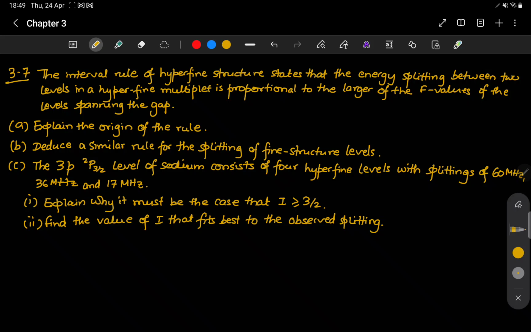Subpart 1 is explain why it must be the case that I is greater than or equal to 3/2, and find the value of I that fits best to the observed splitting. So I is the nuclear spin, and let us now look at the solution for this problem.